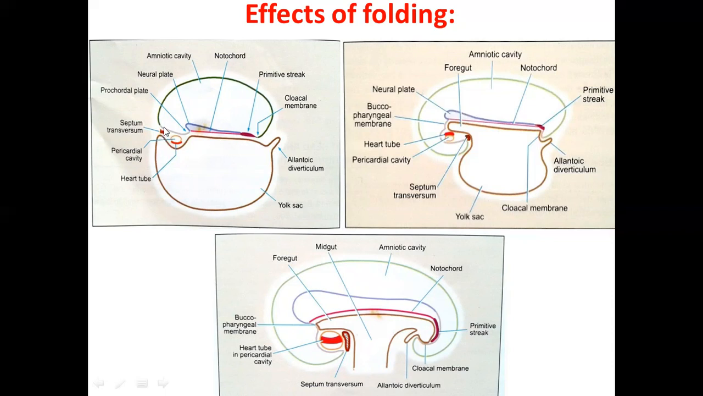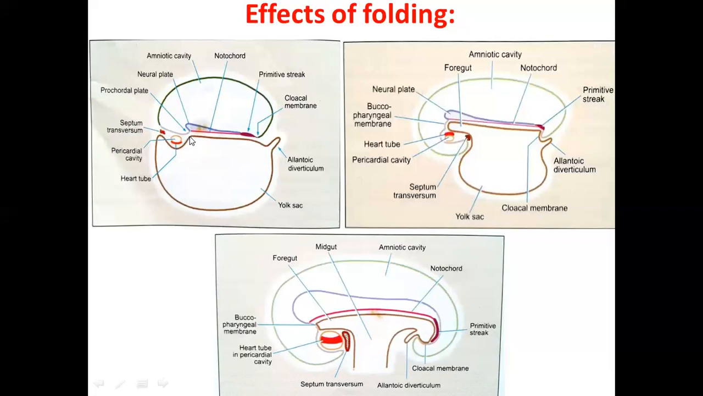Unsplit part of intraembryonic mesoderm, which is called the septum transversum. Then behind that you get this pericardial cavity. You can see this dark part, right? It is nothing but the developing heart, which is in the form of a tube-like structure. The pericardial cavity remains above the heart tube before the head fold.